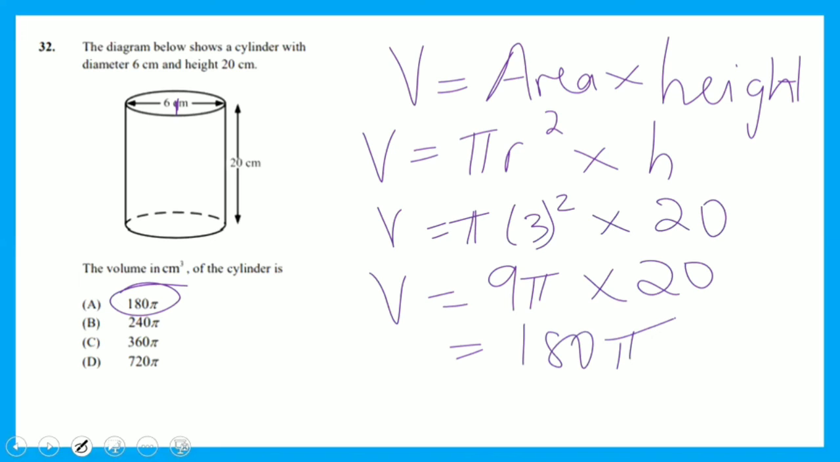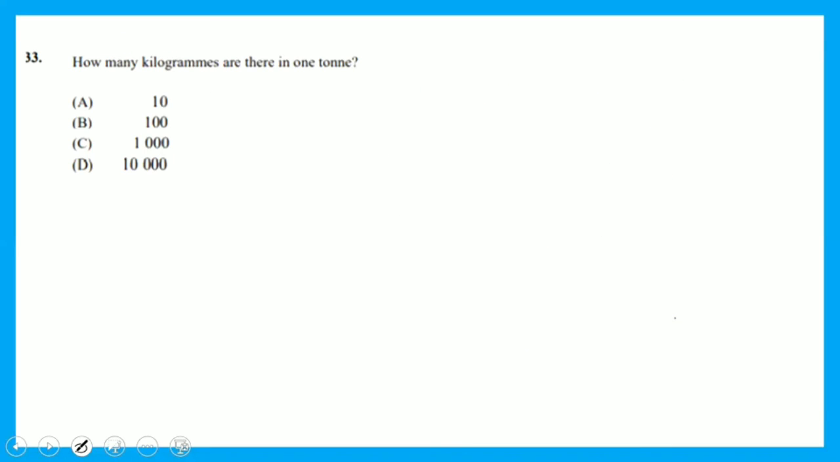Very simple. So in this case you would have needed to know the formula for volume, and also you'd have needed to know the fact that half the length of the diameter is equal to the length of the radius. And number 33, it's just a question of knowledge. How many kilograms are there in 1 ton? And that's simply going to be 1,000 kilograms. So I hope you would have just known that off the top of your head.